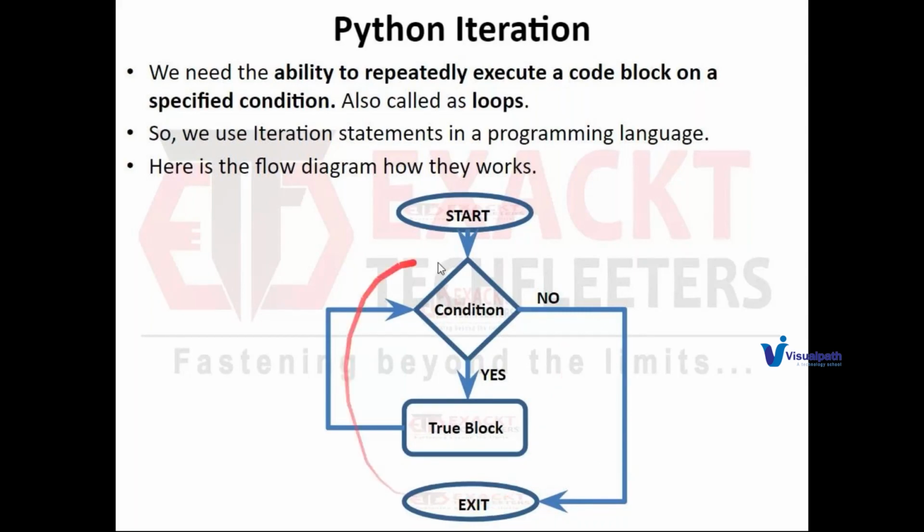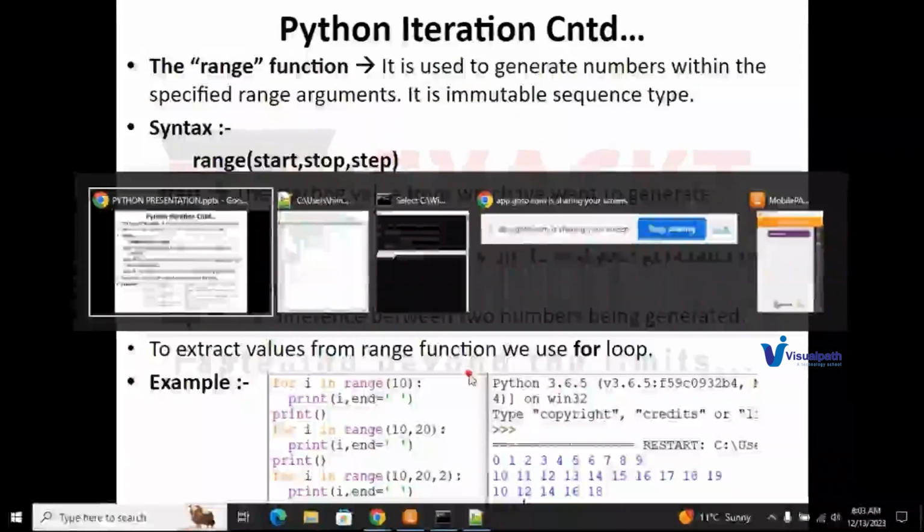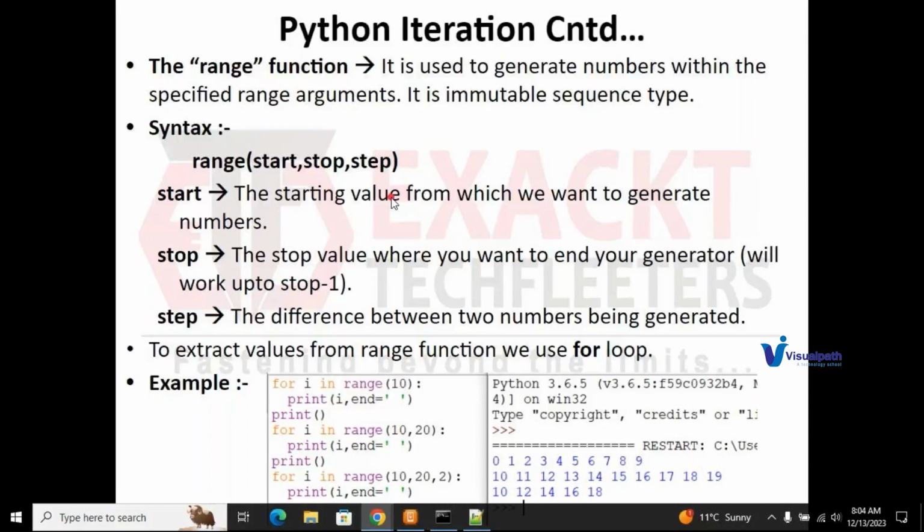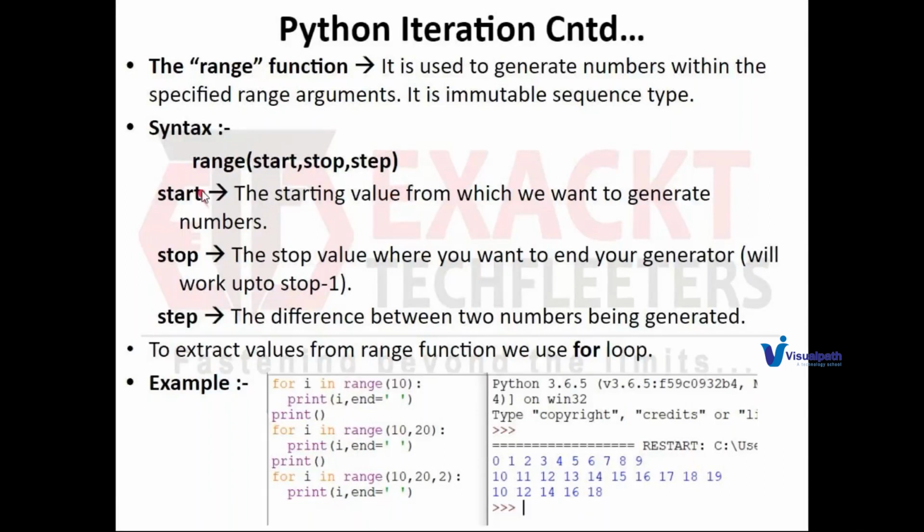For this, I have to introduce you to the range function. Basically, the range function is a generator. It is used to generate numbers on the basis of three criteria. Using the range function, you can generate any number of values. If you want to generate 10,000 values, you can specify the particular values here, and your 10,000 values will be generated.